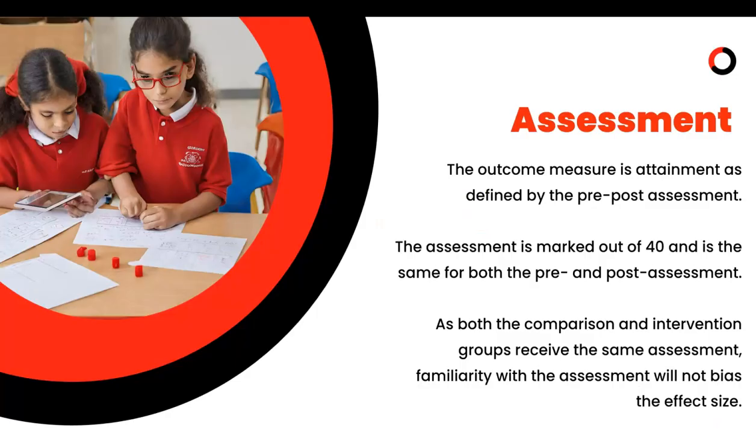So the assessment, the outcome measure is attainment as defined by the pre-post assessment. The assessment is marked out of 40 and is the same for both the pre and the post. As both the comparison and intervention groups receive the same assessment, familiarity with this should not affect the effect size, should not bias it.